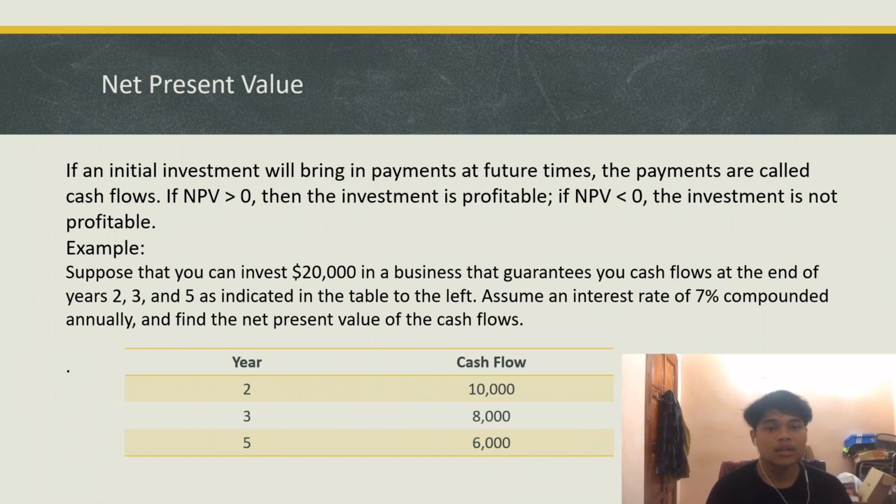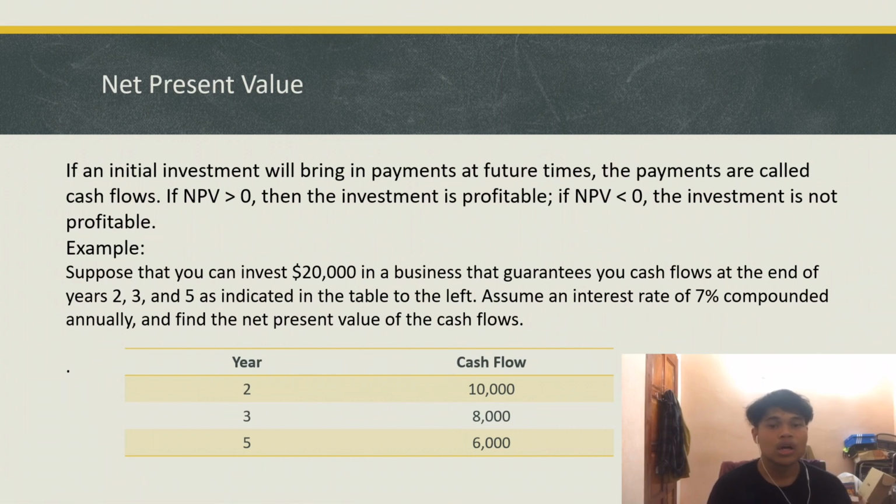Suppose that you can invest $2,000 in a business that guarantees you cash flows at the year end of year 2, 3 and 5 as indicated in the table below. Assume an interest rate of 7% compounded annually and find the net present value of the cash flow.